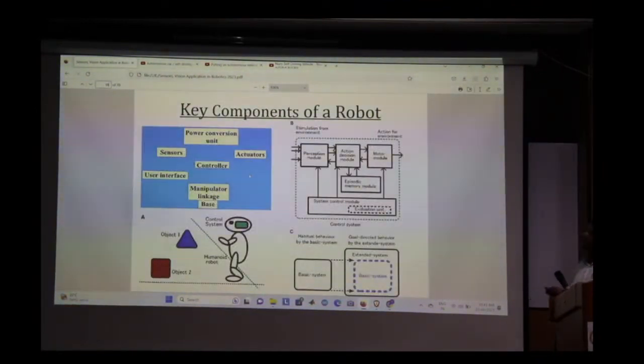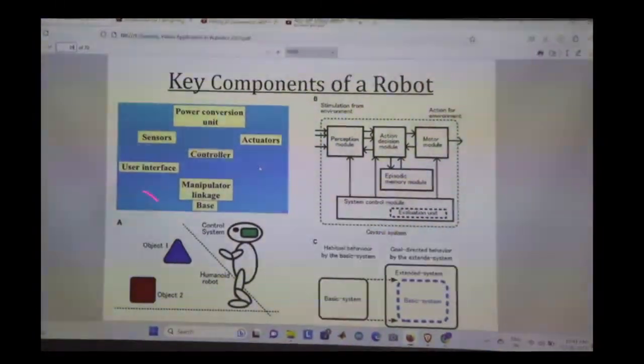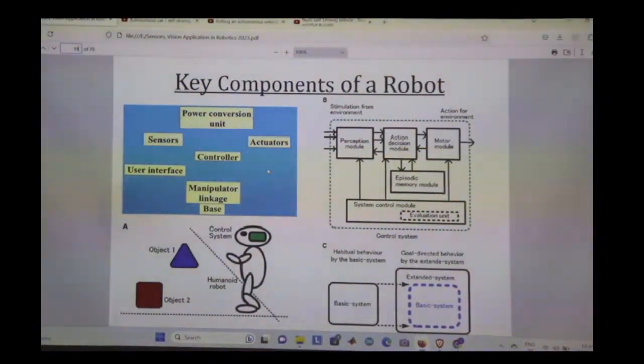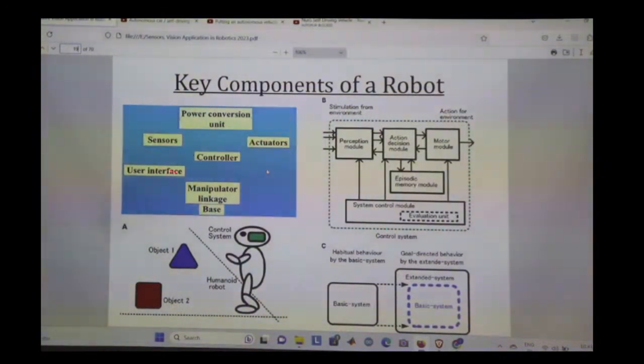Okay. Then this is the key component of a robot. You can see there are three diagrams. Let's talk of A. In A, we have got a power conversion unit. We have sensors, controllers, actuators, a user interface to give the input, and then we have got a manipulator linkage connected to the base. For example, if you just extend your hand to shake with a robot, the robot must know that it has to come forward, right? So this will come from the controller given to the manipulator linkage, and the base will have some wheel or some other thing that will take it closer to the person.